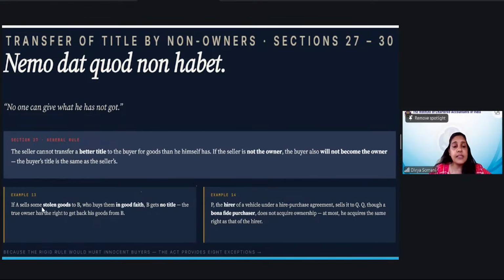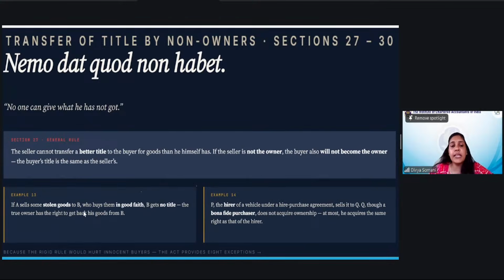If A sells some stolen goods, see, it's purposely mentioned here that the goods are stolen. That means they do not belong to the seller. The A who is selling the goods is not the owner. He has these stolen goods and he is now further selling them to B. So there's a thief, maybe he has stolen a television or something and then he has given it to A to further sell it. Now A is selling those goods to B, who buys them in good faith.